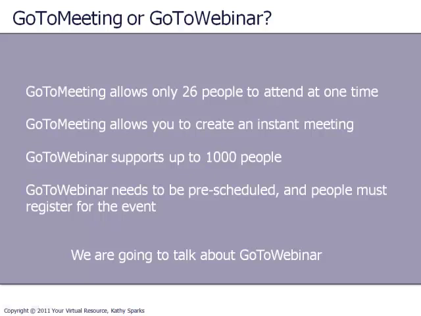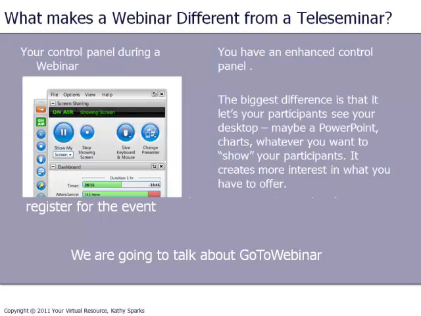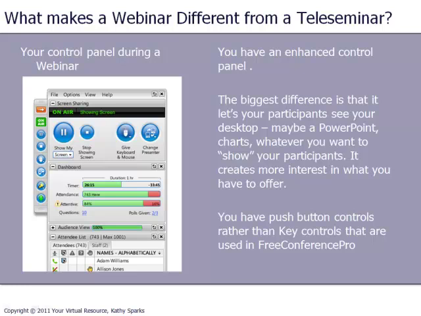So what makes the difference between a webinar and a teleseminar? You have an enhanced control panel. This is what your control panel looks like. The biggest difference is that it lets your participants see your desktop, maybe a PowerPoint, maybe some charts, whatever you want to show your participants. It creates more interest in what you have to offer. You have push button controls rather than key controls that are used in Free Conference Pro.